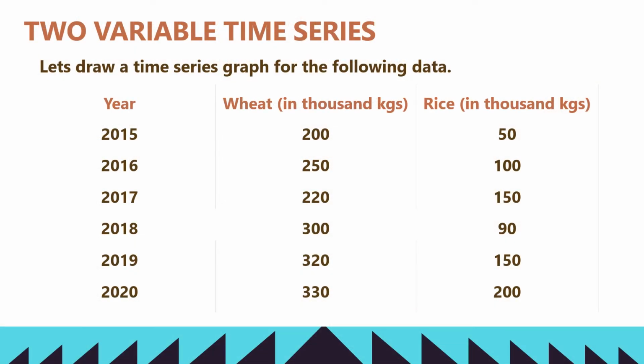Now moving on to the two variable time series. So we can draw a time series graph for this data. Well, in this case you have the output or production or yield of wheat in 1000 kgs and rice in 1000 kgs. So here you have two variables. Which are they? Wheat and rice. So the quantity of wheat and the quantity of rice is expressed for various years starting from 2015 to 2020. This can be expressed with the graph that you're going to see now.